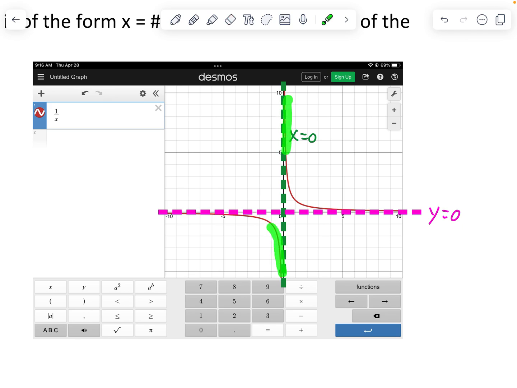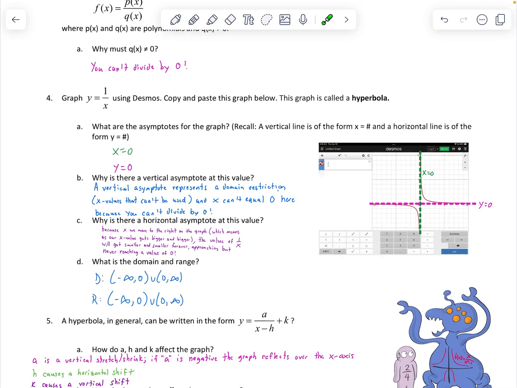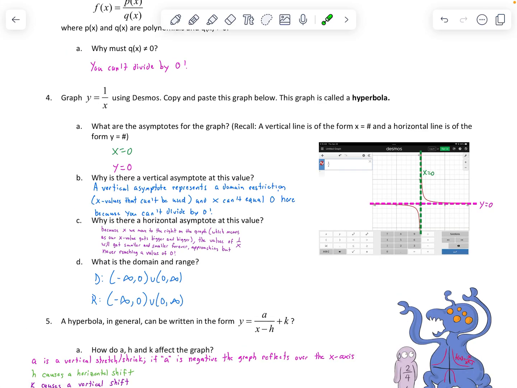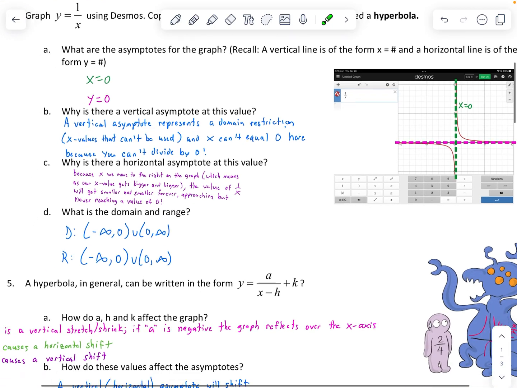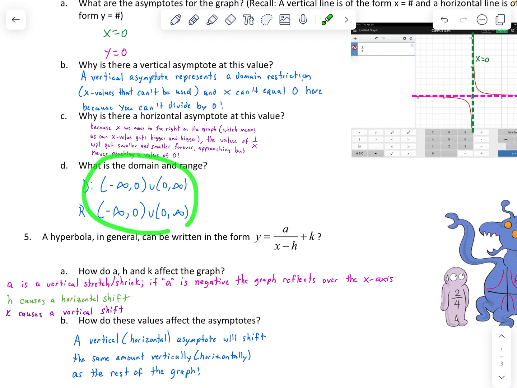Over here, the same thing happens, except the numbers are negative. So all your y values are negative, so they become really big negative numbers. So it goes down to negative infinity. Okay? So this graph has a vertical asymptote at x equals 0 and a horizontal asymptote at y equals 0. Domain and range, you can just look at that here.